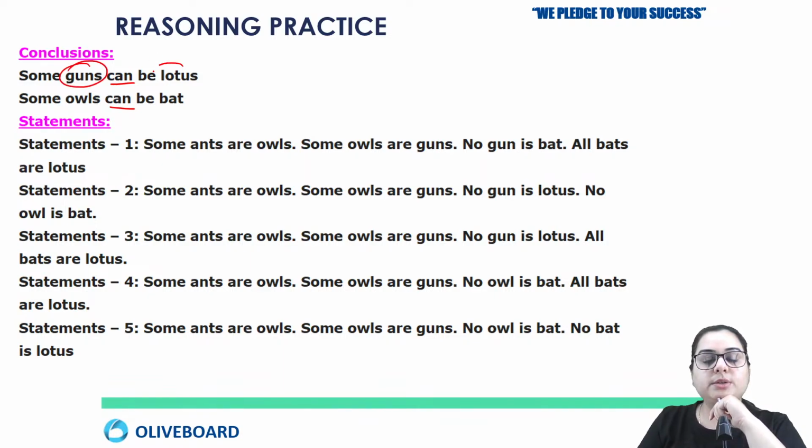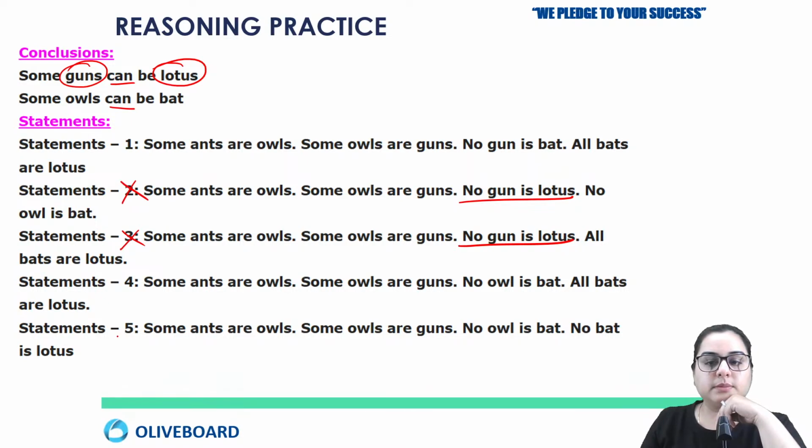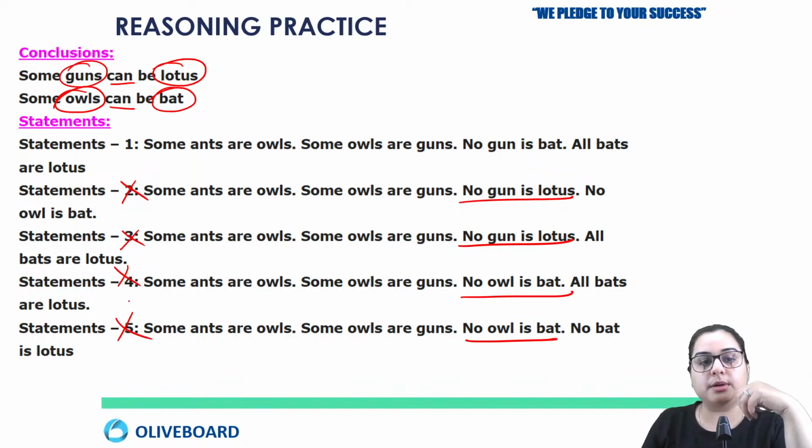Okay, so between gun and lotus there is a doubtful relation, so there should not be a definite relation between gun and lotus. So here we are getting a definite relation, here we are getting a definite relation, so these 2 options are wrong. Next we have a doubtful relation between all and bat. So we are getting a definite relation about all and bat in the 4th and 5th option. So these 2 are also wrong. And we are left with just one option, which is option number 1. And this will be your answer. So I hope it is clear to you all.